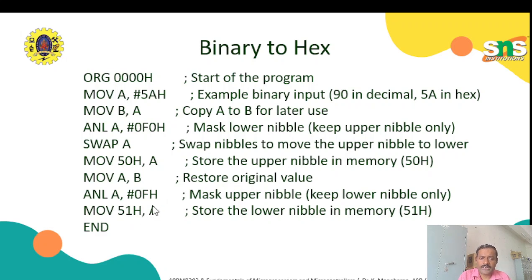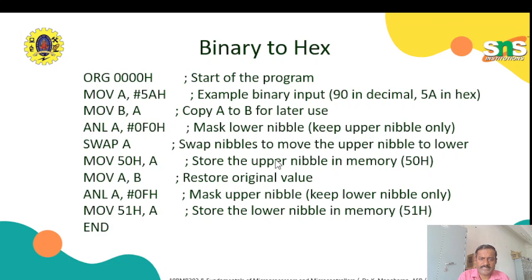After completing, I gave 5A as input, and I get the result 05 at 50H and at 51H I get 0A. That means the number of ones and the number of tens are available. This is the end of the results. So this is one code conversion.